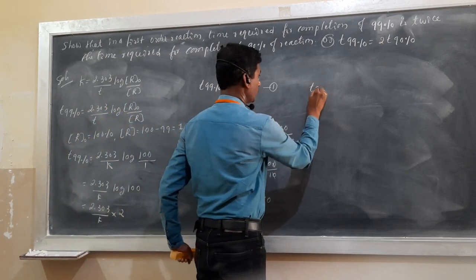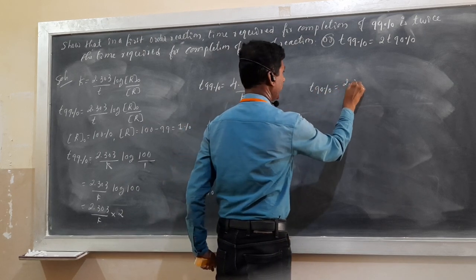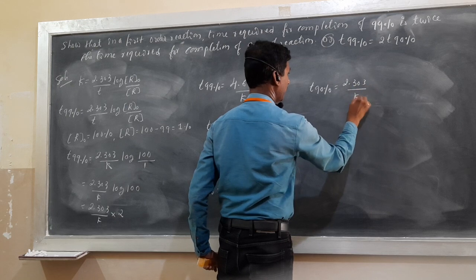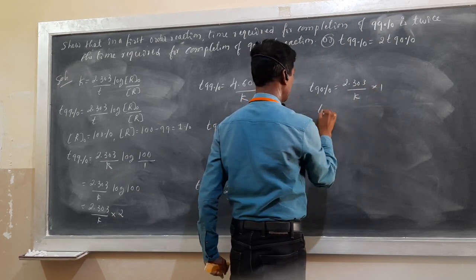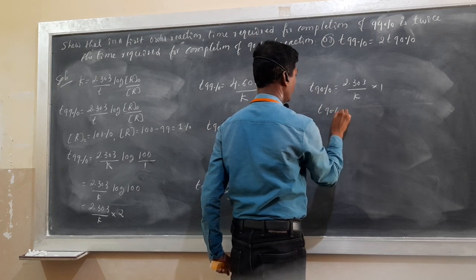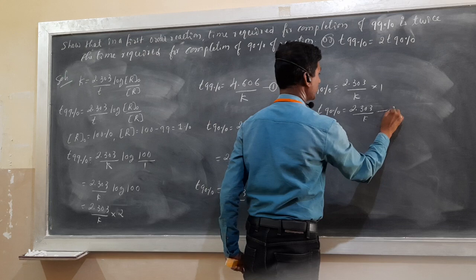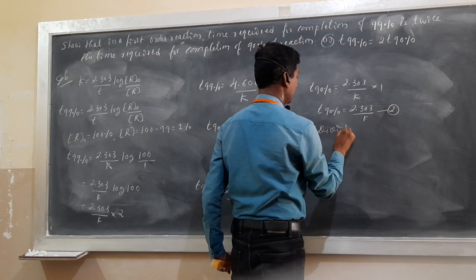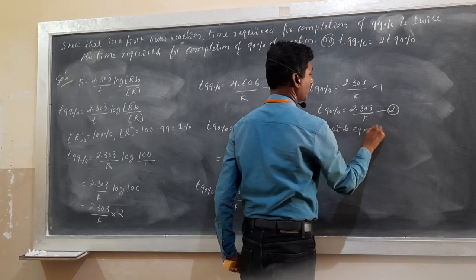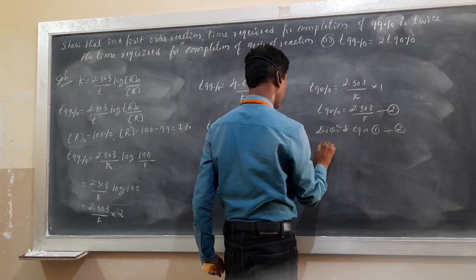Now T90% is equal to 2.303 divided by K, log 10, and log 10 equals 1. So now T90% is equal to 2.303 divided by K. So this is equation number 2. Now divide equation 1 by equation 2. What is equation number 1?